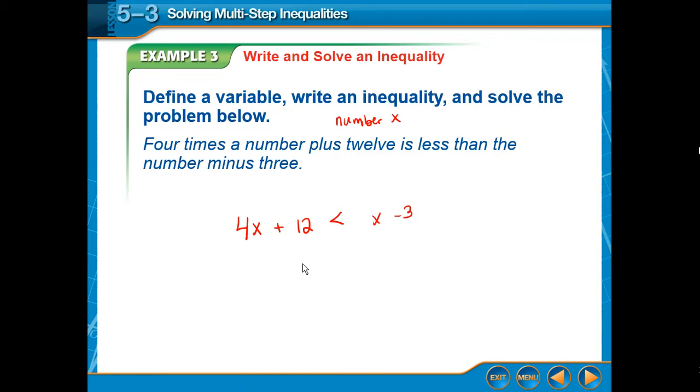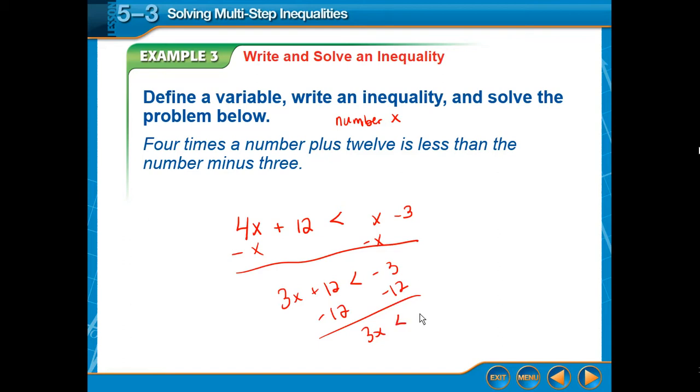To solve this, I'm going to get my x's together. So minus x, then I have 3x plus 12 is less than negative 3, and I want to get x by itself, so I want to get rid of this 12. I'm going to do minus 12 to both sides, and I get 3x is less than negative 15. To get x by itself, I'm going to divide both sides by 3, and I get x is less than negative 5. Just be careful: even though our answer in the end was negative, we didn't divide by a negative. We divided by a positive 3, so the sign did not flip.